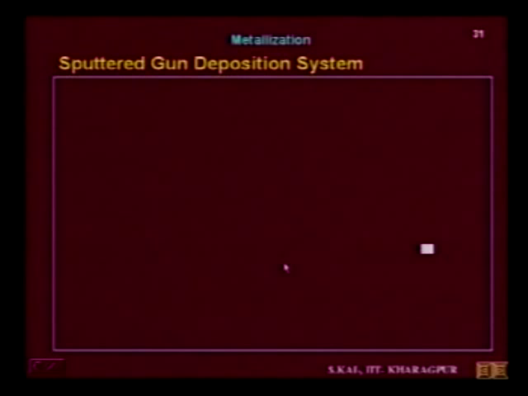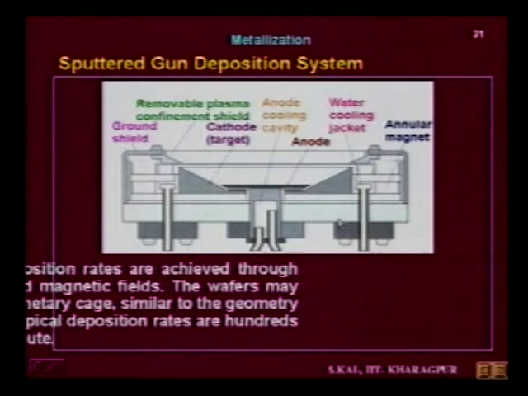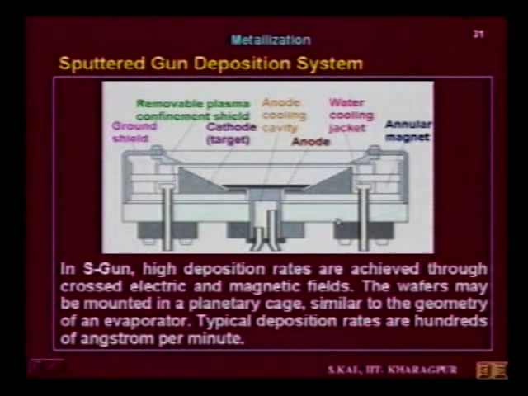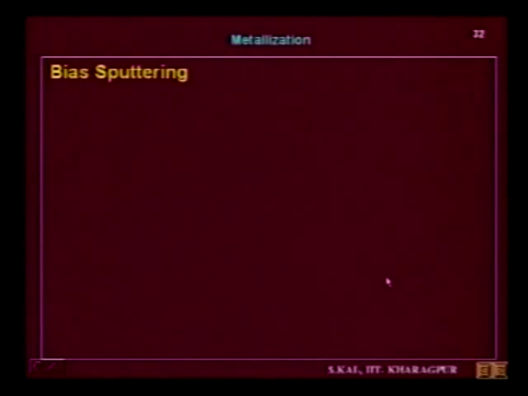One picture of the sputter gun deposition is also shown here. In the S-gun, high deposition rates are achieved through crossed electric and magnetic fields. The wafers may be mounted in a planetary cage similar to the geometry of an evaporator. Typical deposition rates are hundreds of angstroms per minute in this particular case. This is an improved version of the magnetron sputtering system. And the third one is bias sputtering.